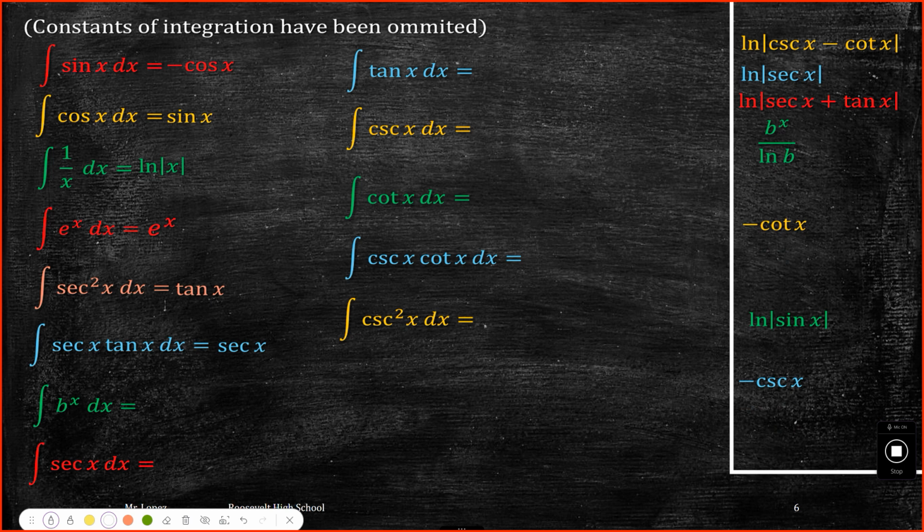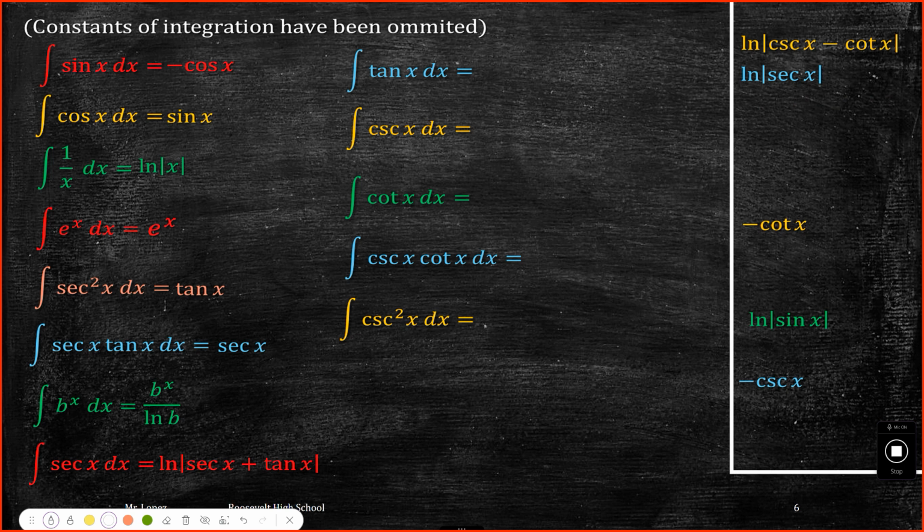Jacob. b^x dx will be b^x over ln b. Vivian. ln absolute value of secant x. Oh, integral of secant x dx. What? ln? I don't even know that. I guess I don't remember that, but he's gonna remember that. Integral of tangent x dx.